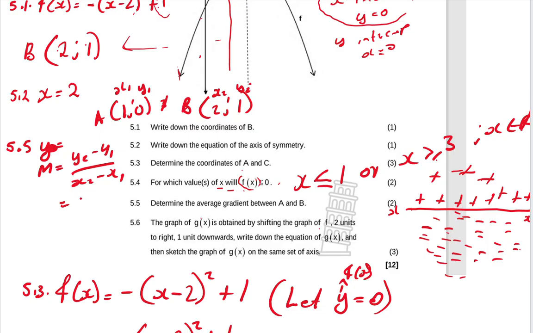I'm going to say 1 minus y1. We say this one is y1, 0, all over x2. Our x2 is here, 2 minus x1 is 1. So our answer, when you punch your calculator, you're going to get positive 1. Do you get me?